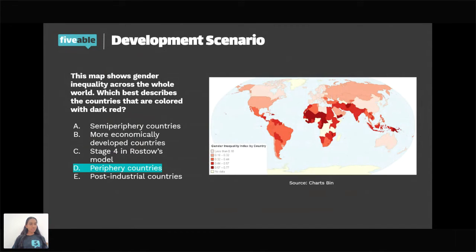Okay, so the answer is D, periphery countries, because the super dark countries, as you can see on the map, are located in Africa and South Asia. So you can see that those are still developing. So those would be your periphery countries.